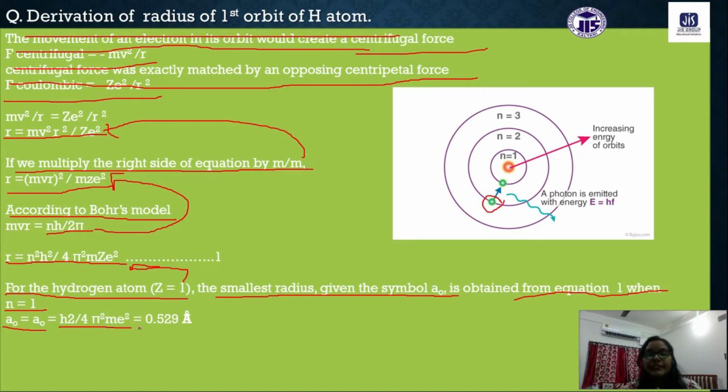Which is 0.529 angstrom. Because all these parameters are known, the Planck constant, the pi value, the mass of the electron, the charge of the electron, all these values we know. So if we calculate by putting all these values, we can know the radius of the hydrogen atom, that is 0.529 angstrom.